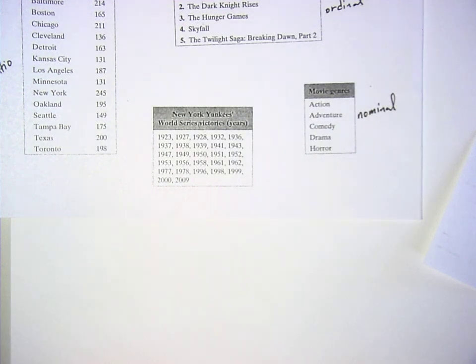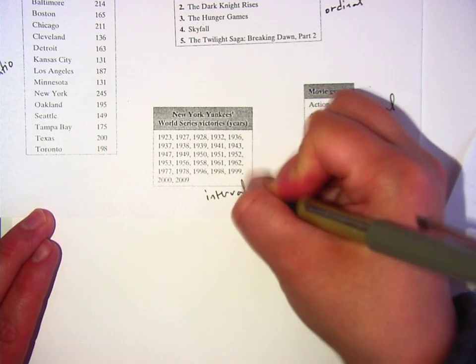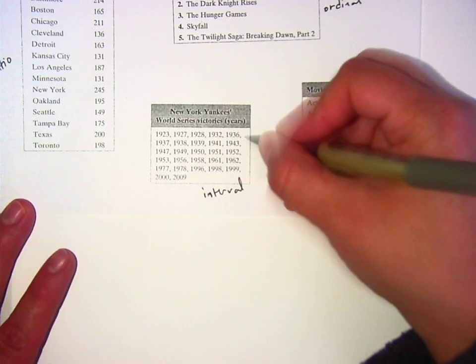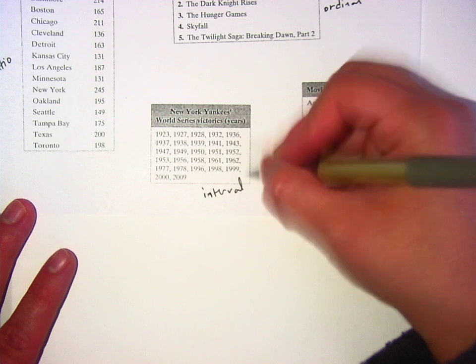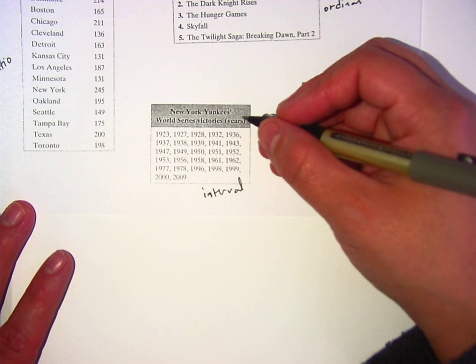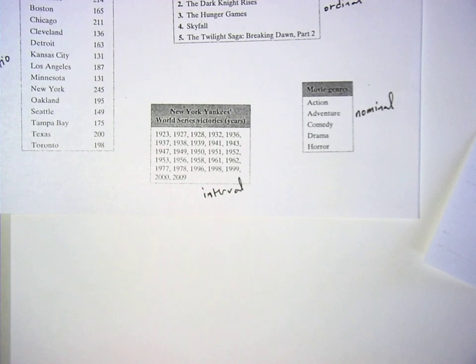How about the years for the Yankees winning the World Series? Who wants to do that one? Go ahead. I put interval because you can put it in order, the numbers are meaningful, and this 0 doesn't mean nothing. Right. First of all, it'd be really dumb to say the New York Yankees won the World Series at year 0, because in year 0 they didn't exist. But remember, anything that is specifically the label of a year is always interval, because you can go before 0 or after 0. Wonderful job, Michaela.